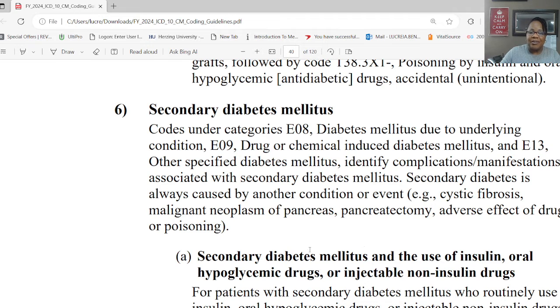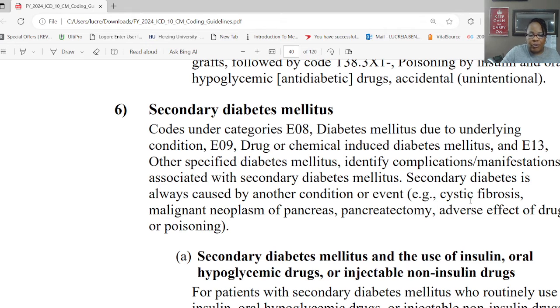Now with secondary, it's usually a cause and effect relation. Something's causing this. So codes under category E08, diabetes mellitus due to an underlying condition, E09, drug or chemical induced diabetes mellitus, and E13, other specified diabetes mellitus, identify complications and manifestations associated with secondary diabetes. Secondary diabetes is always caused by another condition or event.